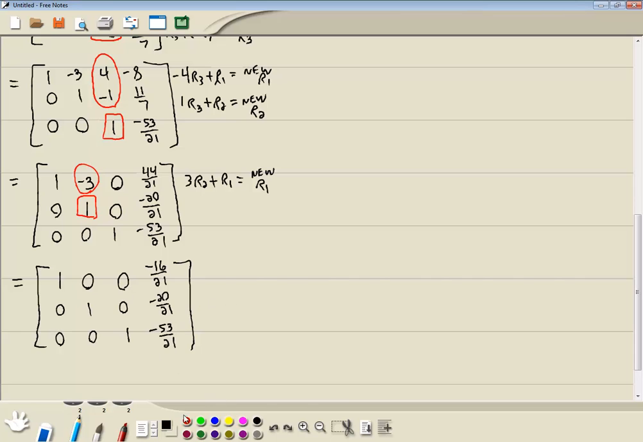Okay. Now we've got our diagonal 1s, zeros everywhere else in this first 3 by 3 square. 3 equations, 3 variables. Your first 3 by 3 should be the diagonal 1s, zeros everywhere else. That means it worked. And this will be x, this will be y, and this will be z. So our answer is negative 16 over 21, negative 20 over 21, negative 53 over 21.